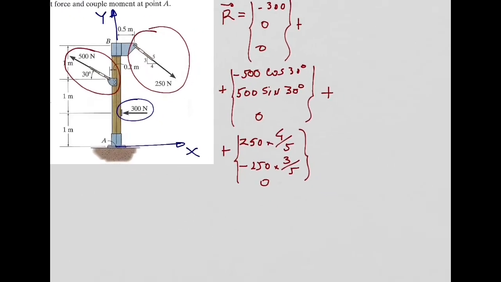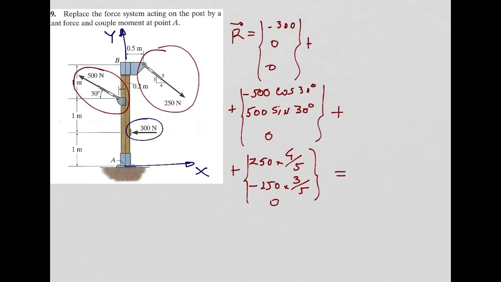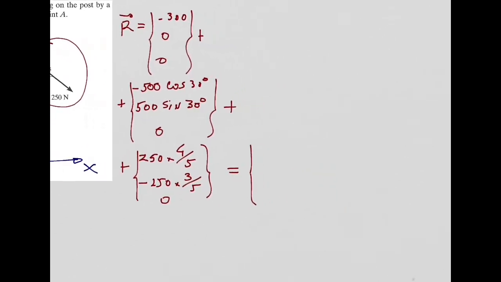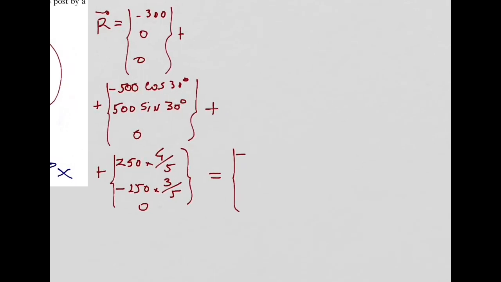So it means this resultant vector is going to be equal to, can you please do this? So you have minus 300 minus 500 cosine of 30 plus 250 times 4 over 5. How much is this, please? Can someone do the calculations for me? Minus 533. Minus 533. So I'm going to just replace that one here. Minus 533. That's it.